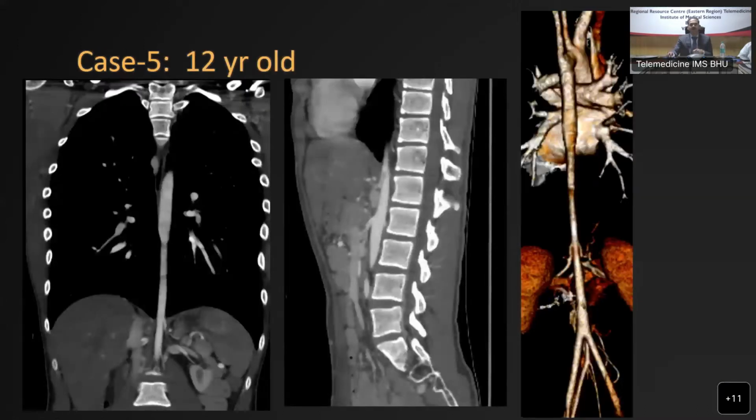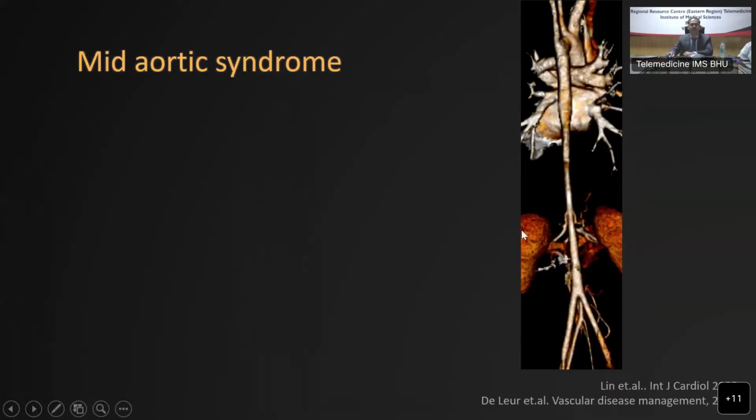All right, next case here is a 12-year-old with the diagnosis of hypertension and abdominal pain. The finding here that you can see is that there is a long tubular narrowing affecting the distal descending thoracic aorta extending into the abdominal aorta. And you can see that finding better on the volume rendered image here. So this is a case of mid-aortic syndrome.